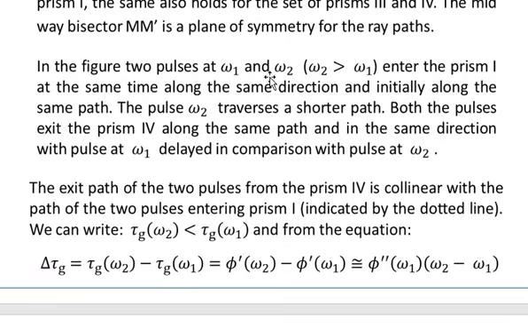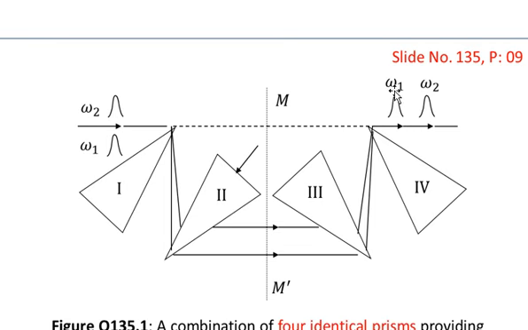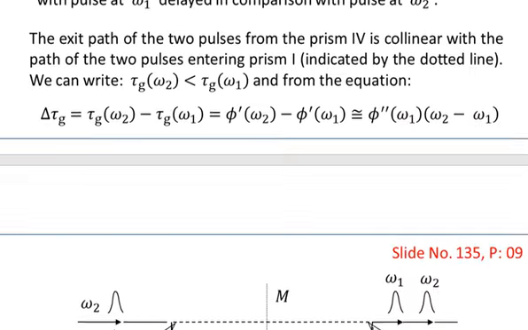In the figure, the two pulses at omega 1 and omega 2, with omega 2 greater than omega 1, enter the prism 1 at the same time along the same direction and initially along the same path. The pulse omega 2 traverses a shorter path. Both pulses exit the prism 4 along the same path and in the same direction, with the pulse at omega 1 delayed in comparison with the pulse at omega 2. This is the delay that I have also shown in the figure. That is, the pulse with central frequency omega 1 is delayed in comparison with the pulse having central frequency omega 2, where omega 2 is greater than omega 1.